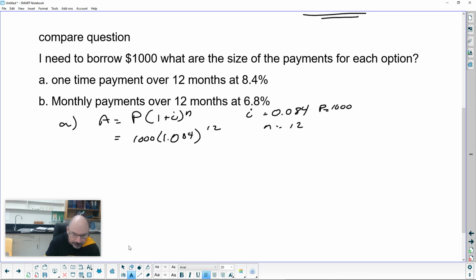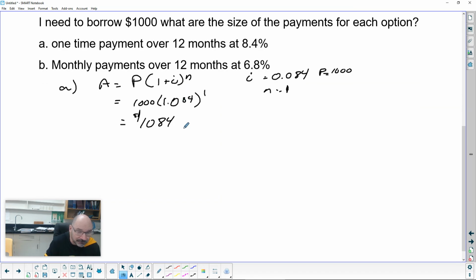That's the second one. So the first one would only be one payment, because you're paying it one time at the end of the year. So that would be pretty easy. Just take the 1.084 and times it by 1,000. $1,084. Okay, the one with compound interest has a cheaper interest rate, but will we have a different payment size?